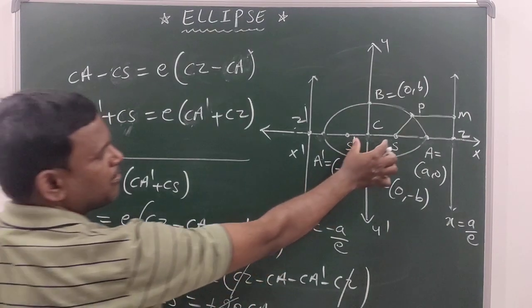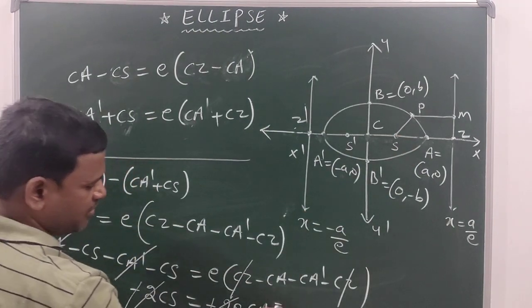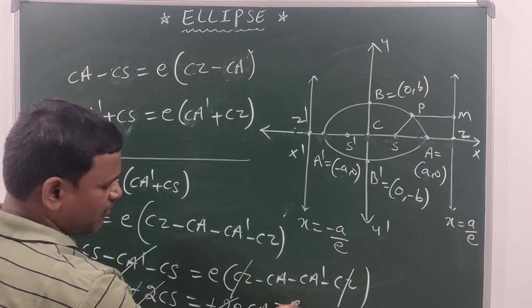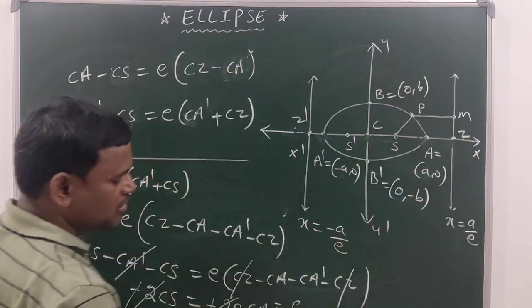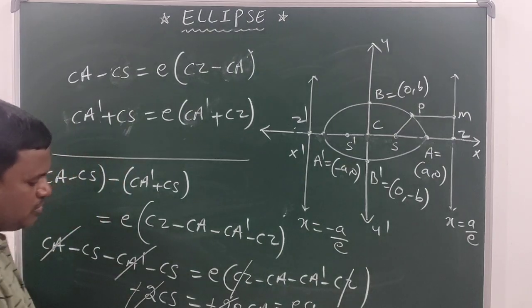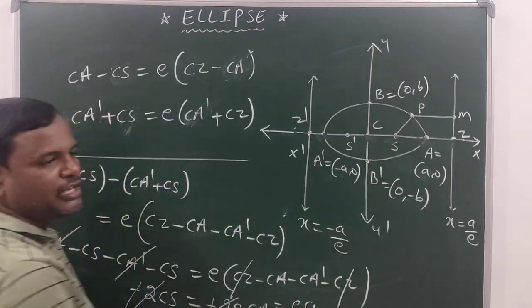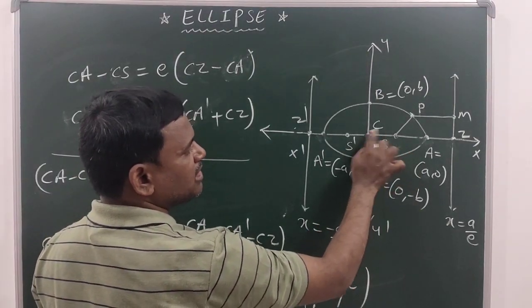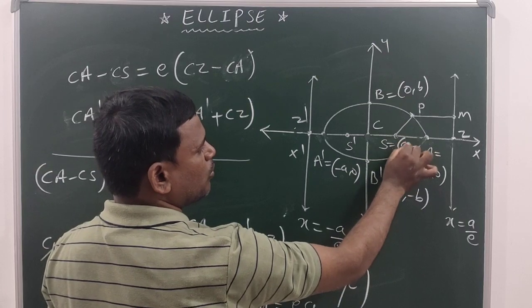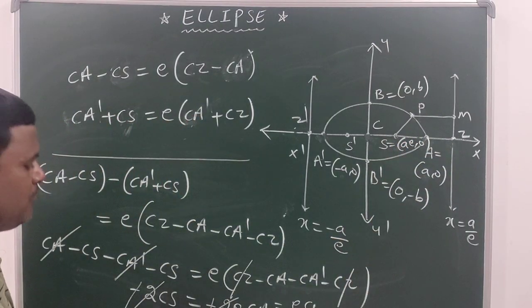Then CS, which means this distance, is equal to E into CA. CA is small a, so the CS length is AE, you got. So here we got the CS length, that is nothing but the coordinates of S are AE comma 0.